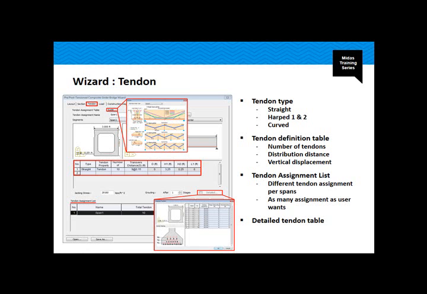You can define that using a table also, where you can define the number of tendons, the distribution, the displacement, and the vertical direction. You can also define as many tendons as you want. And you have the table, which is this one, that shows you the exact position of each one of the tendons, which is kind of great, so you can see it before you perform it.